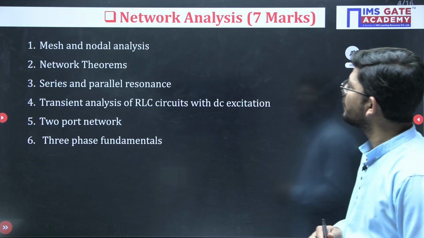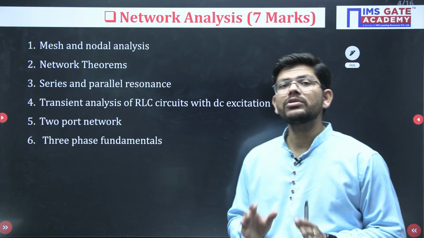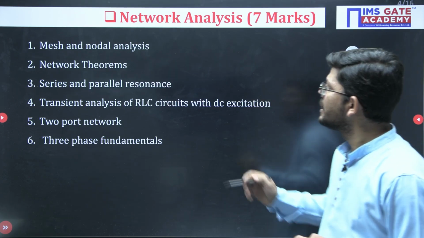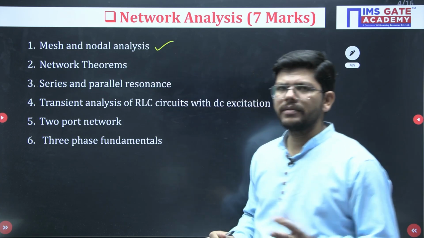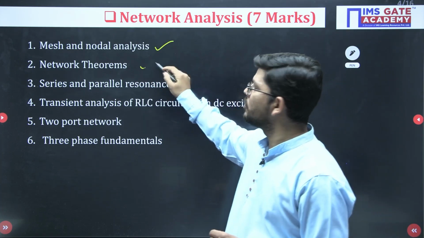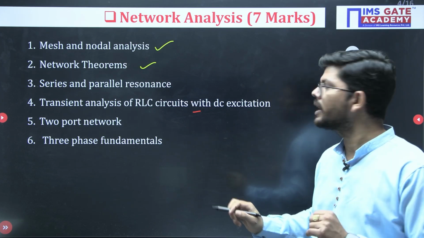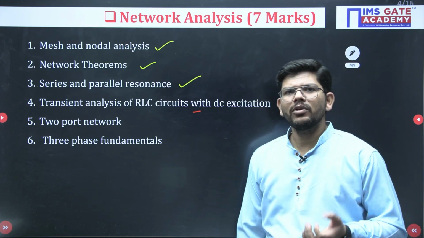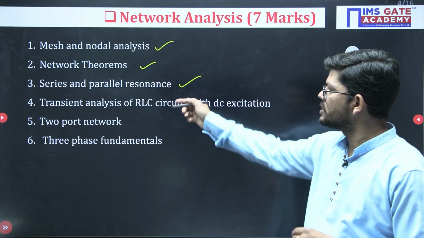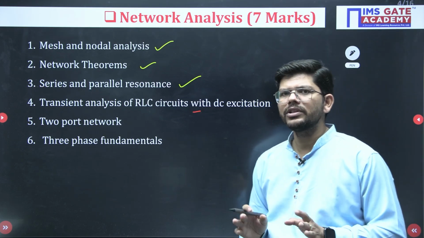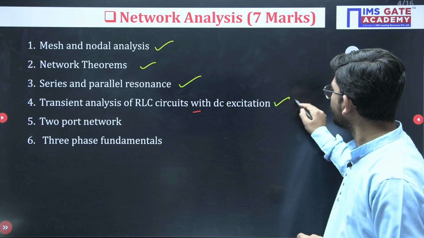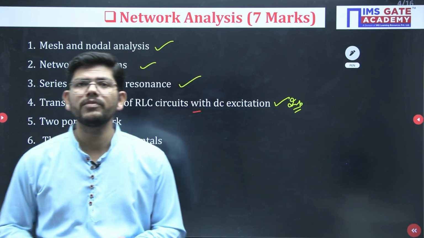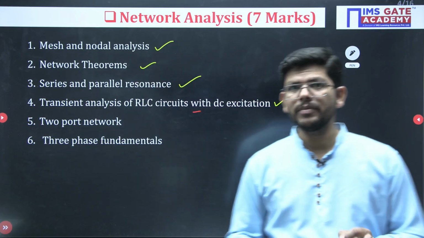So let's talk about network analysis. Average weightage 7 marks, and those 7 marks are very easy to score. What topics are important from which you will get questions? So mesh and nodal analysis, basic requirement. Then network theorems, there will certainly be a question on Thevenin's theorem or maximum power transfer theorem. Then series and parallel resonance. Every second or third year we have repeatedly got questions from series and parallel resonance, so this is also an important topic. Then transients, very important. It will definitely give you a question. There will certainly be a question from DC transient. So be well prepared for this topic.